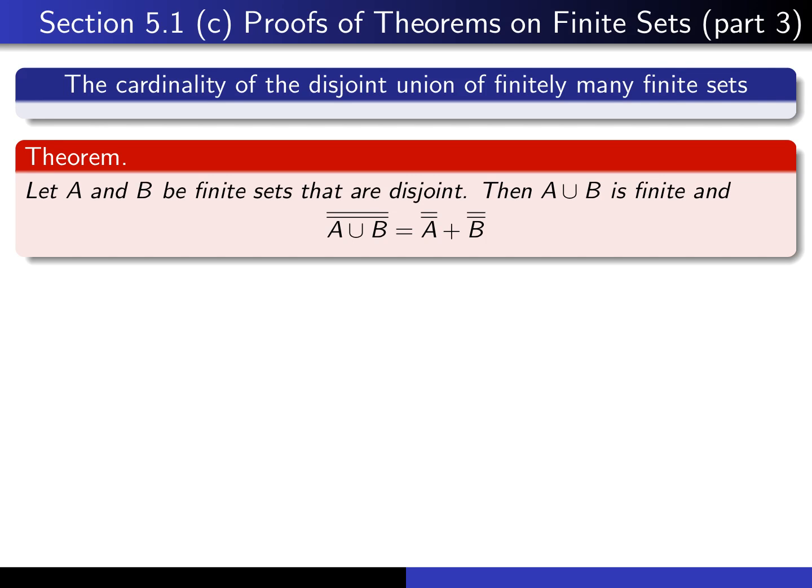So here's the statement of the theorem we're going to prove. If A and B are finite sets that are disjoint, then their union is also finite, and the cardinality of the union is the sum of their two cardinalities.